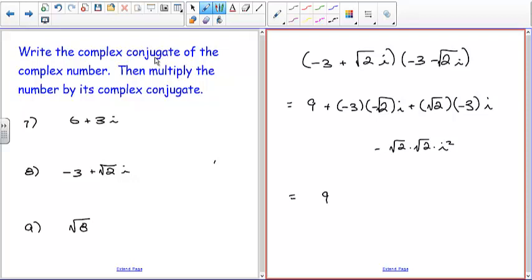Okay, so the first term is 9, negative 3 times negative 3. These cancel out because you've got positive 3 times the square root of 2 here, and here you've got negative 3 times the square root of 2. Here we have negative, so bring that down. The square root of 2 times the square root of 2 is 2. i squared is negative 1. So that's going to be 9 plus 2, which is 11.